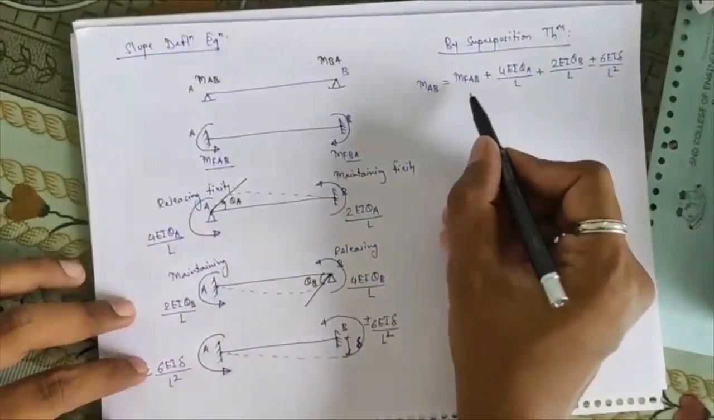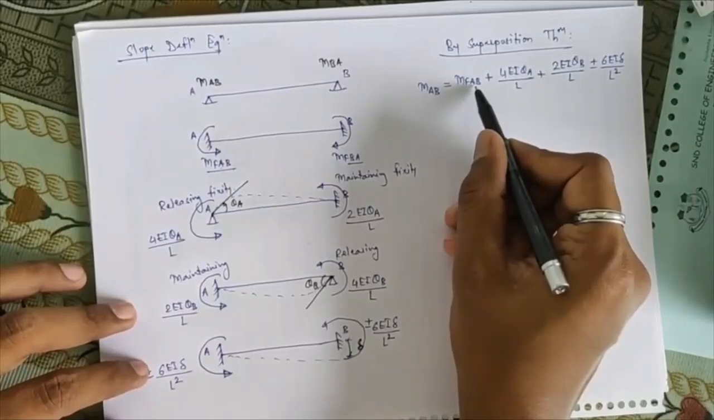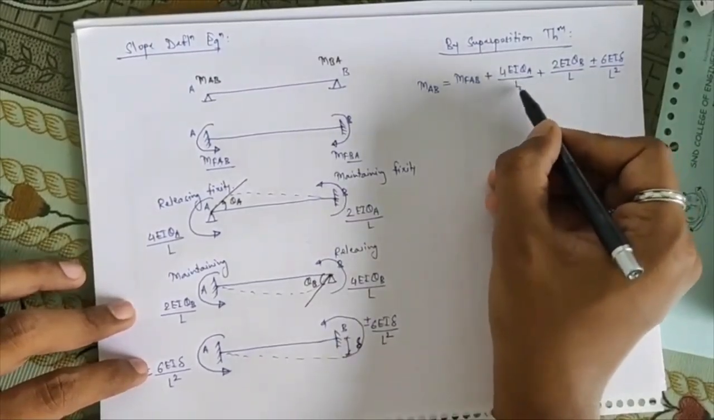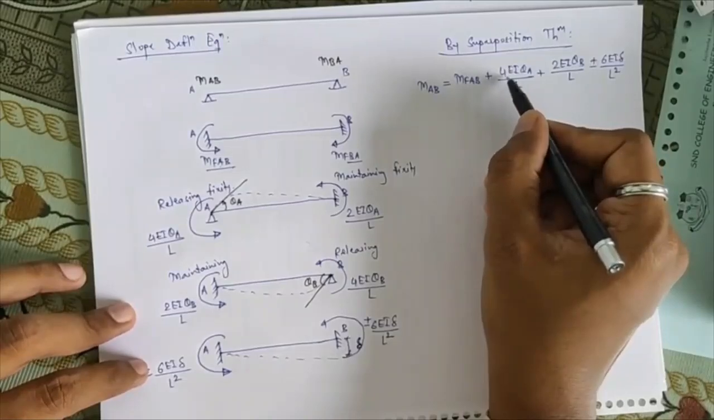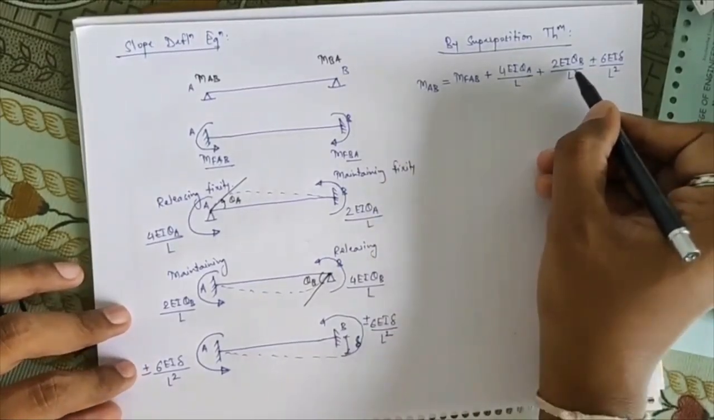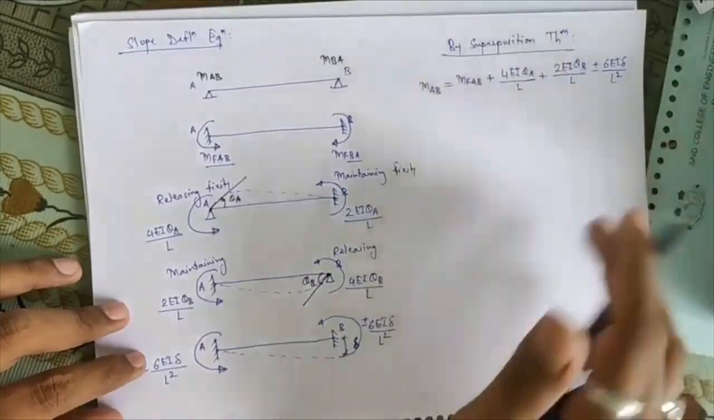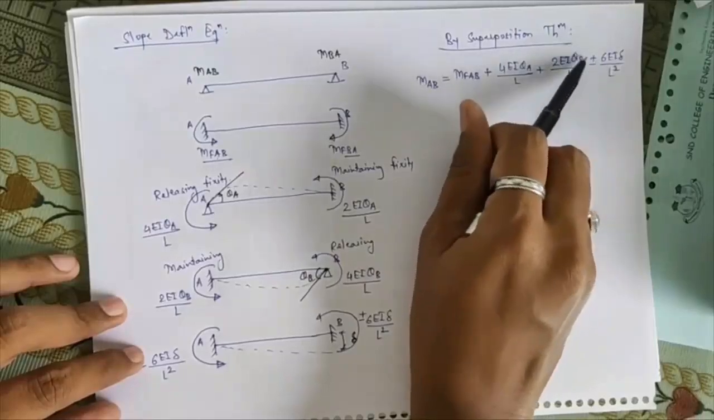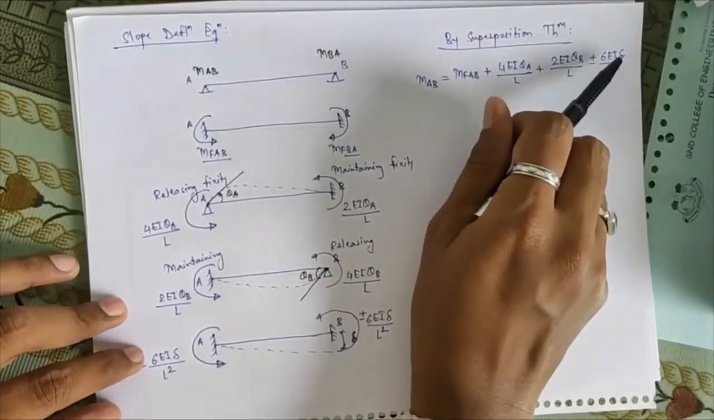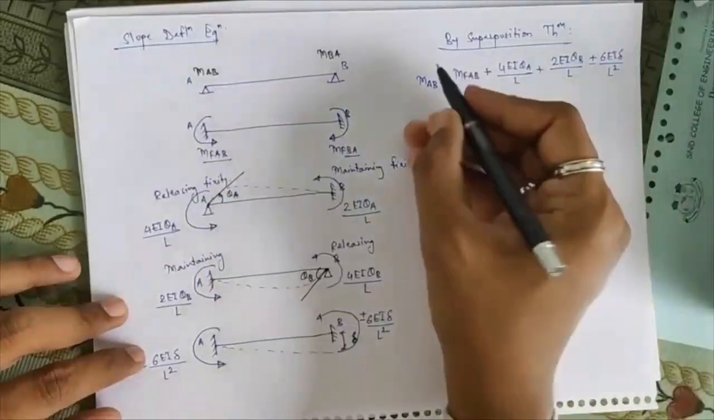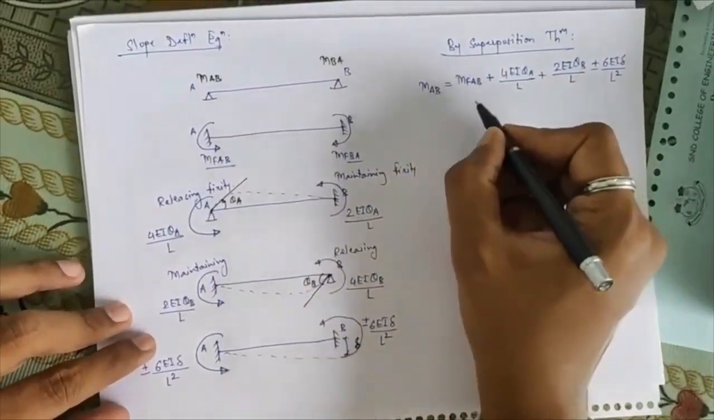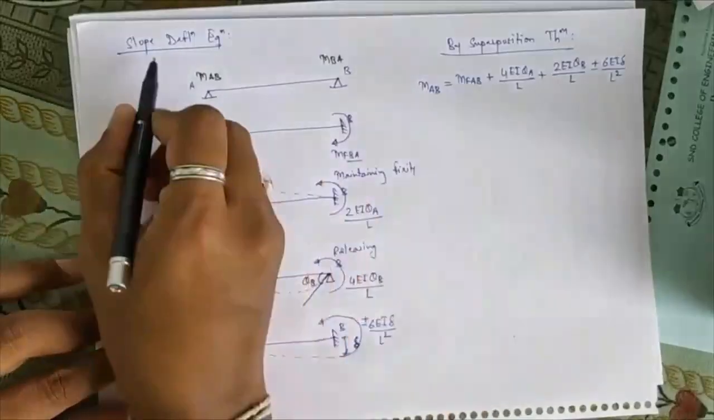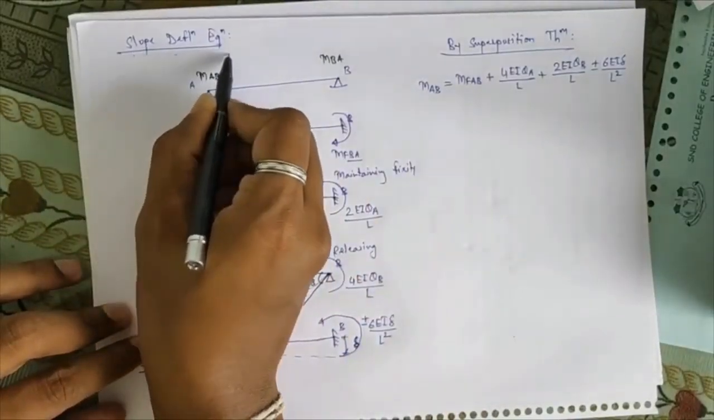Here MFAB is your fixed moment at joint A. 4EI theta A upon L is the near end moment for slope A. 2EI theta B upon L is the far end moment for slope B. And plus or minus 6EI delta upon L square is the transverse moment due to transverse displacement. So whatever equation we are getting here will be called the basic equation of the slope deflection method.